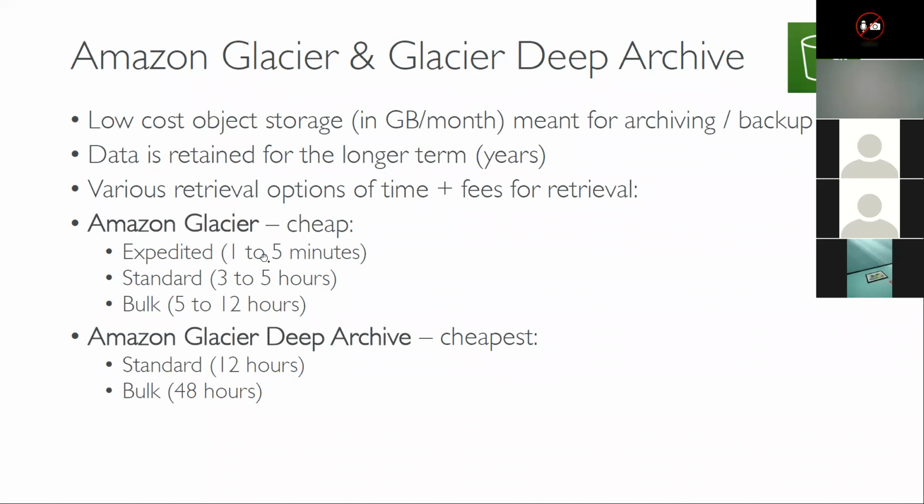Can be expedited 1 to 5 minutes. Standard access 3 to 5 hours. Bulk is 12 hours, with the lowest cost in gigabyte per month. Data is retained for a longer term, let's say 1 year, 2 years, 3 years. Retrieval options vary in times and fees for the interval.